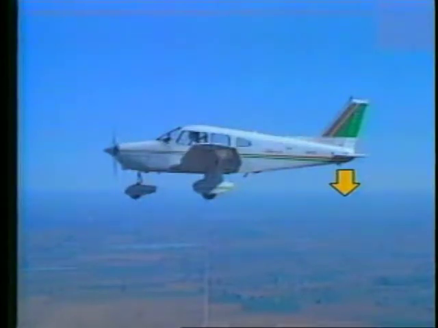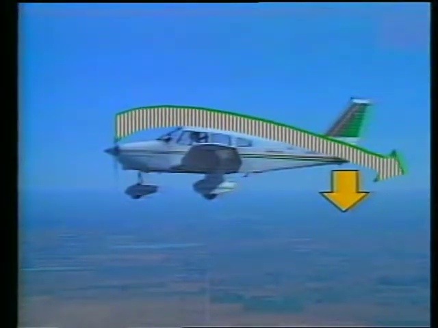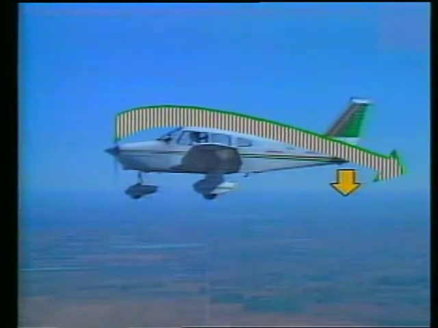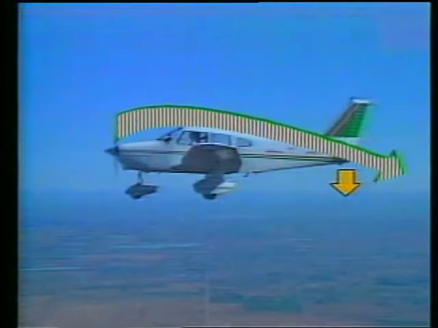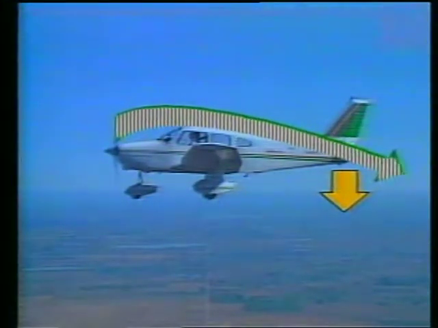Additional downward forces are imposed on the horizontal surfaces by the downwash created by the propeller and wings. This means that as you reduce power, the tail downforce decreases, allowing the nose to pitch down. Conversely, when you add power, the tail downforce increases and the nose tends to pitch up.